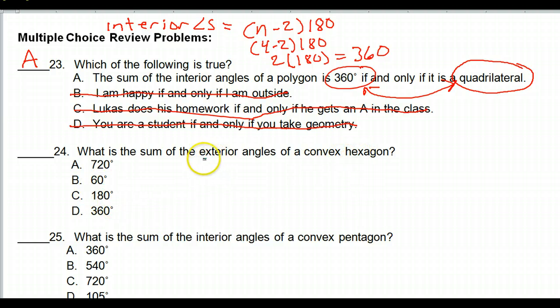Well, look, exterior angles always had a sum of 360. All of the different polygons we were looking at were always convex. Convex just means it doesn't have a dent in it. But don't worry about the word convex right now. Focus on exterior angles and the sum. That's going to be 360. It didn't matter if it's a hexagon, pentagon, octagon. It's always 360. So that would have been D.